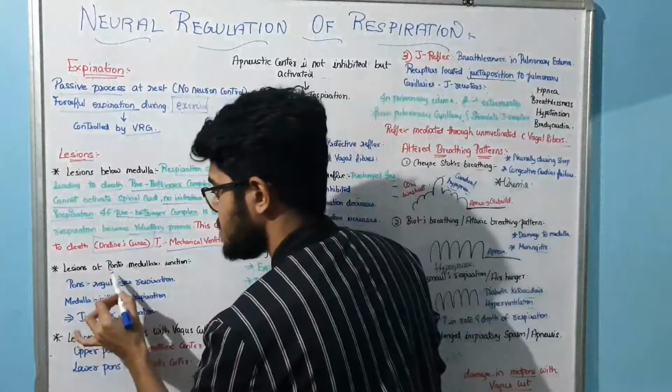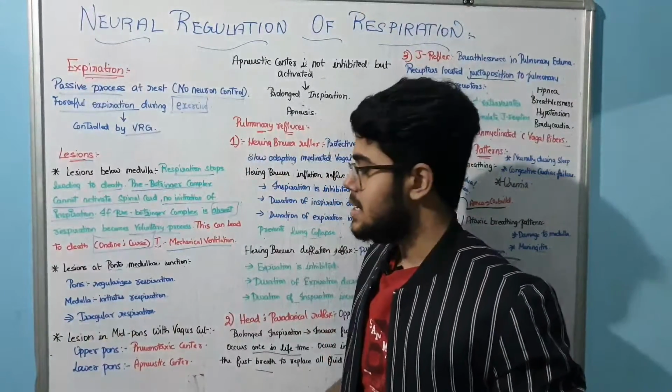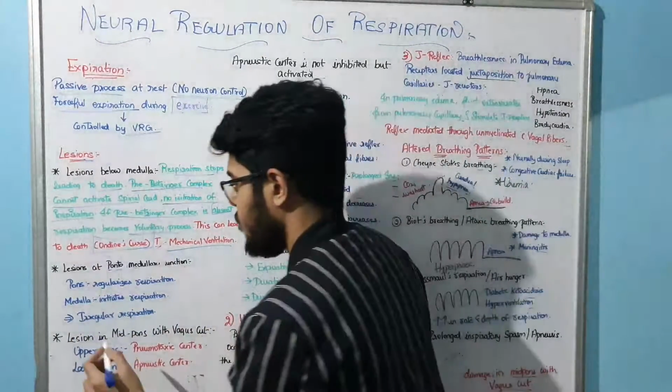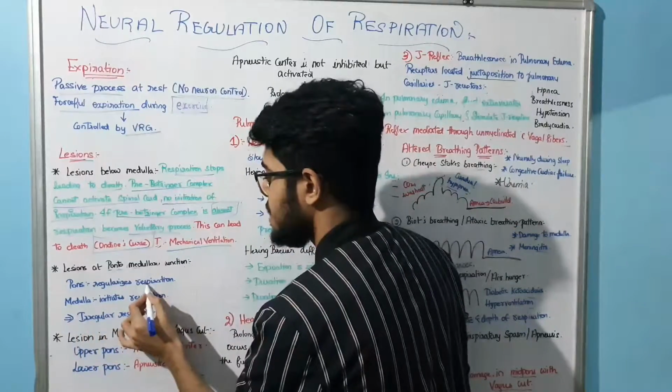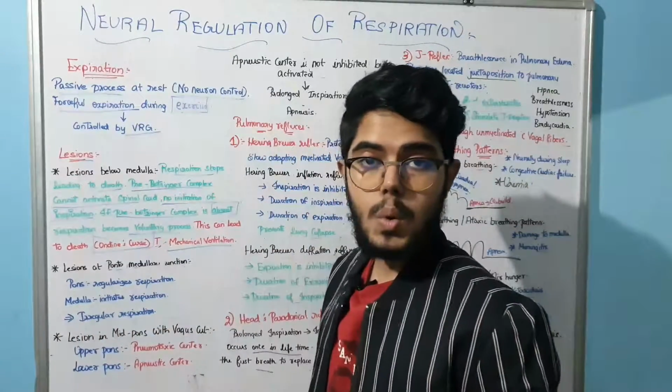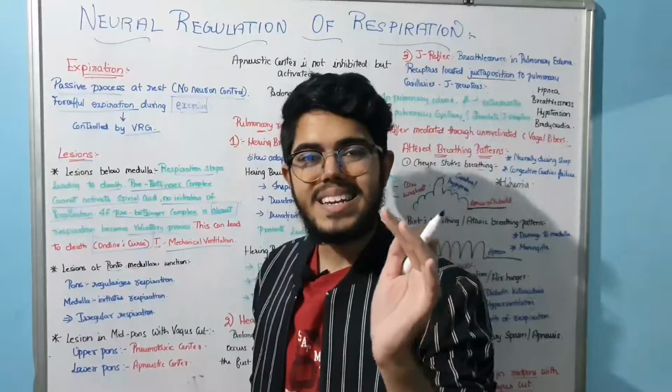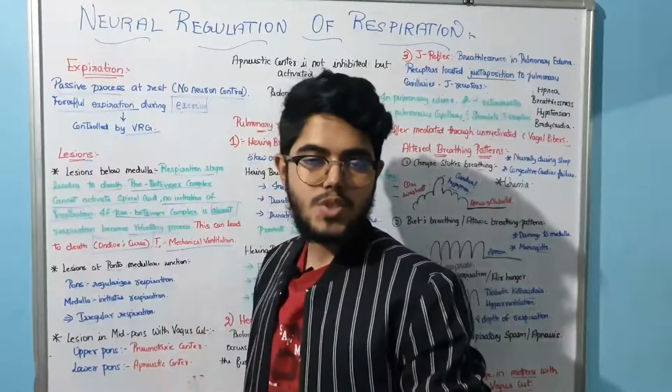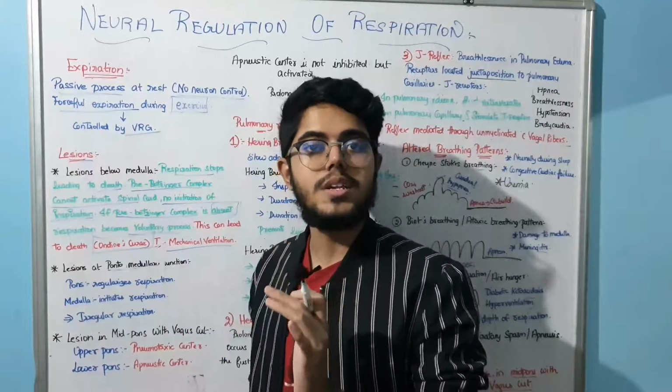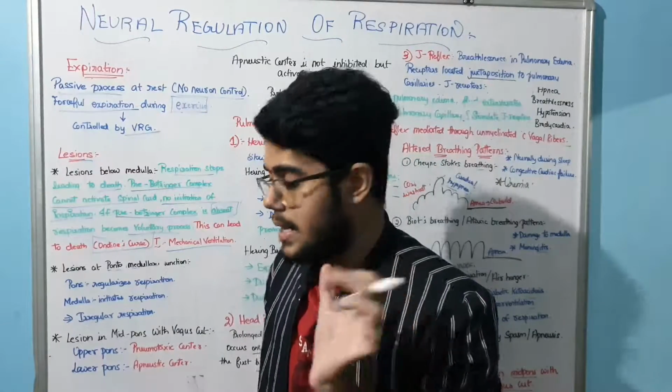Now the next part of lesion, where the lesion is at pontomedullary junction, then what happens here? Remember, the pons will regularize the respiration, right? And the medulla will initiate our respiration. So what happens? There will be irregular respiration. So with a lesion at the pontomedullary junction, there will be irregular respiration.